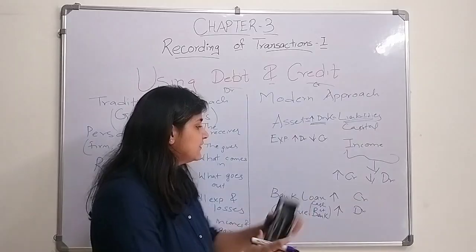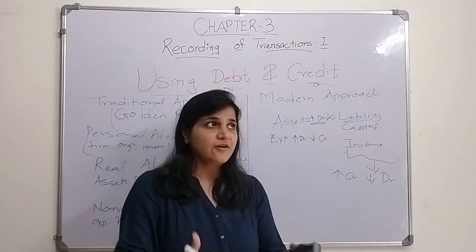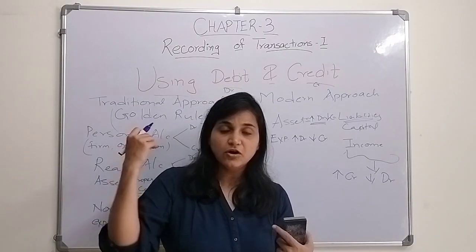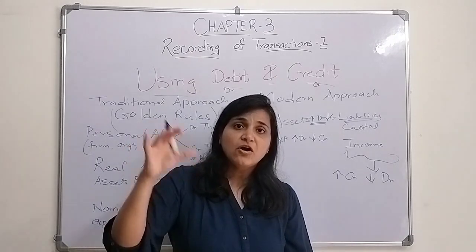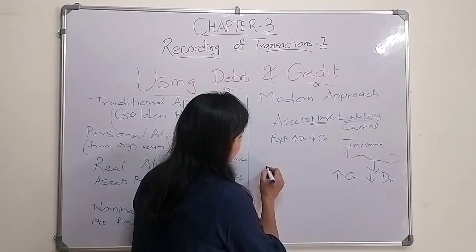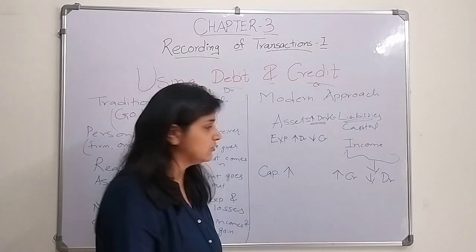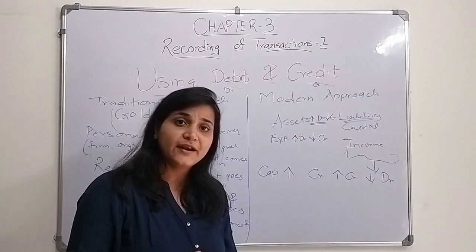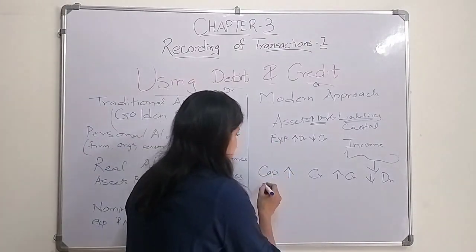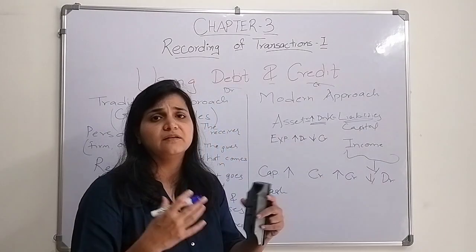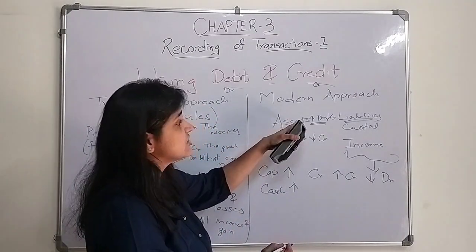Okay. Similarly, if I say capital, let's say capital. If I get something for the business, for the organization, if the owner gives a certain amount of money for the organization, what happens to capital? It will increase. What will I do? I will credit the capital account. How is the owner giving it? In the form of cash. He is bringing a certain amount of money into the business. What happens? The cash increases. What is cash? Cash is an asset.